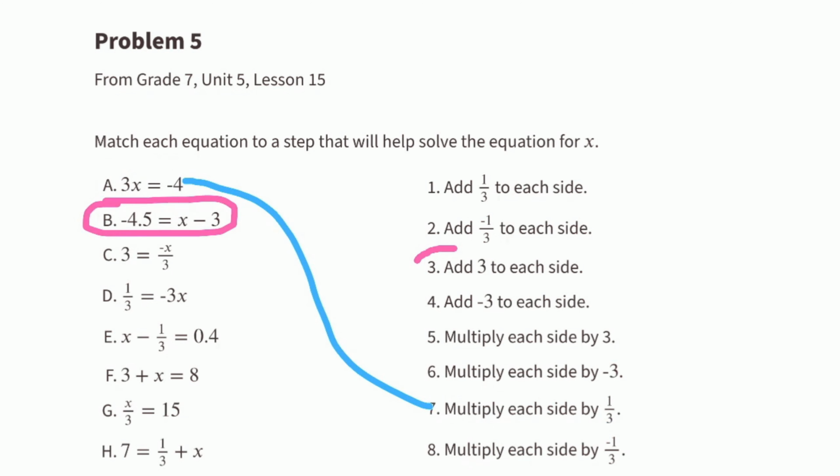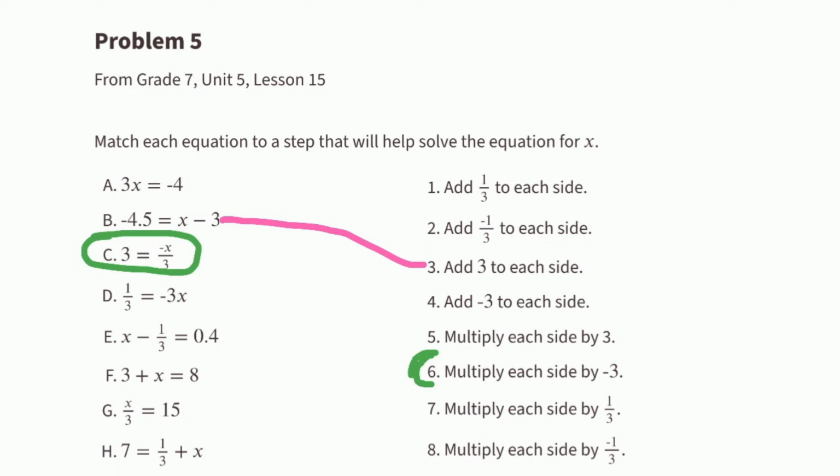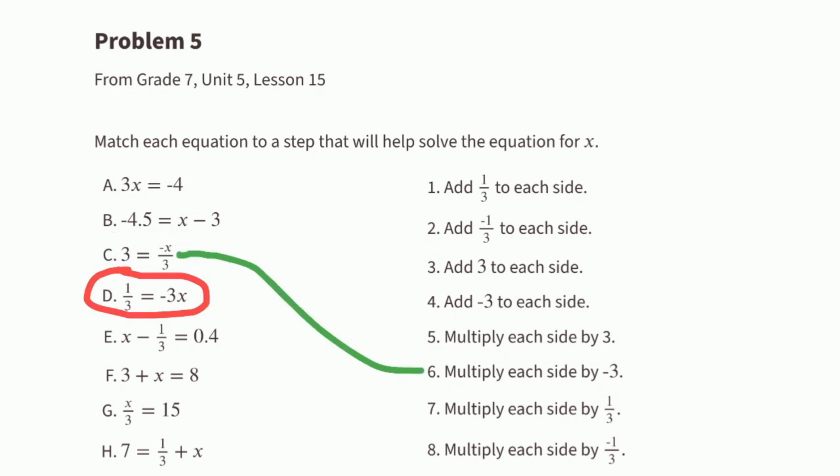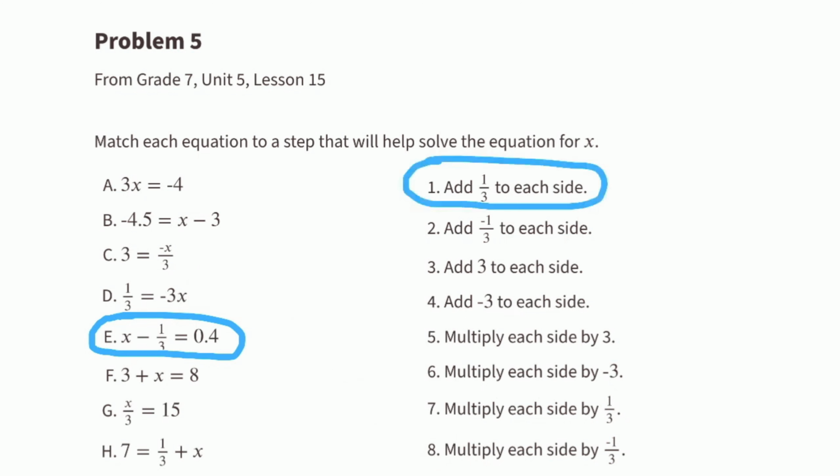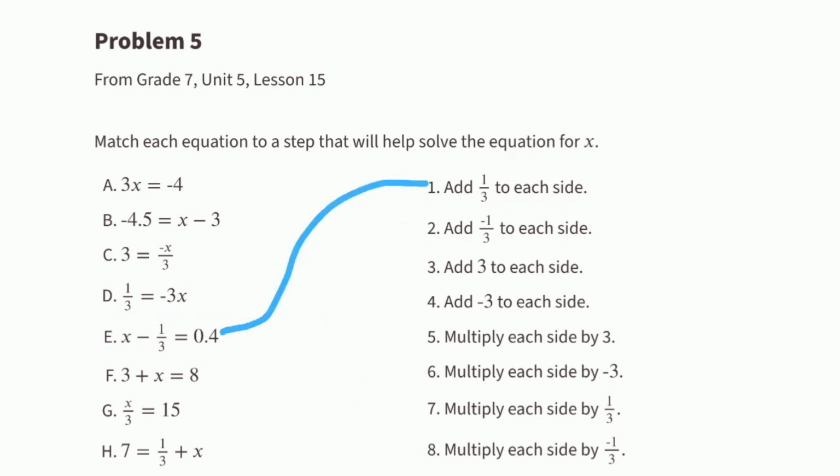For equation B, we need to add 3 to both sides. For equation C, we need to multiply both sides by -3. For equation D, we need to multiply both sides by -1/3 to make a positive 1x. For equation E, we need to add 1/3 to each side, so we have a positive 1x.